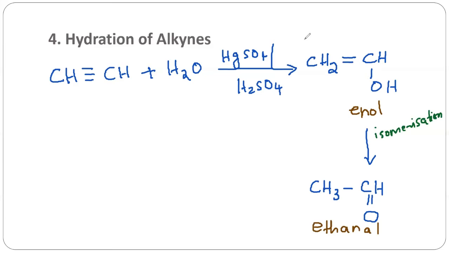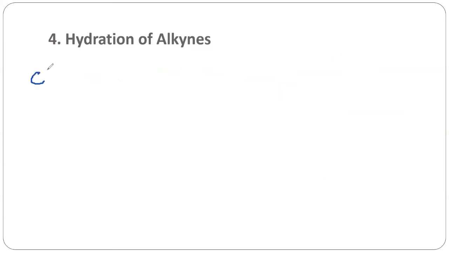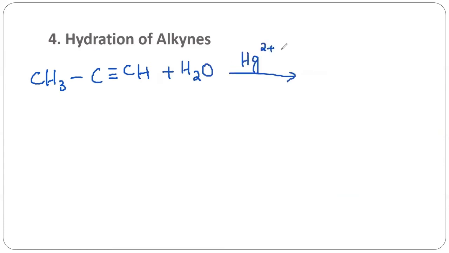So let us look at another example. Let us consider propyne, CH3, C triple bond CH, treated with water, mercuric ions and H plus ions. So when addition happens here, see this carbon has 2 hydrogens, this has no hydrogen. So the negative part of the addendum goes to the carbon with less hydrogen. So OH will go to the carbon with less hydrogen. So OH will go to the middle carbon. So your product would be CH3 COH double bond CH2.